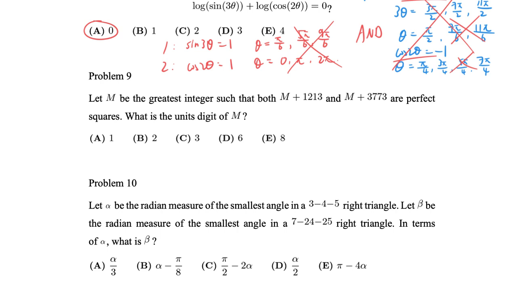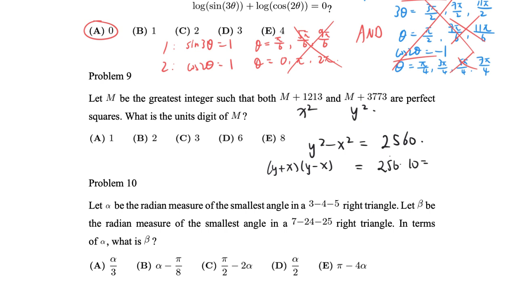M is the greatest integer such that both are perfect squares. What is the units digit of m? So if we let this be x squared and this be y squared, then we notice that y squared minus x squared, their difference, is 2560. And that is equal to, well, on the left-hand side, we actually have y plus x times y minus x. We can decompose this: 2560 is 256 times 10, which is 2 to the 8 times 2 times 5. So this is 2 to the 9 times 5.